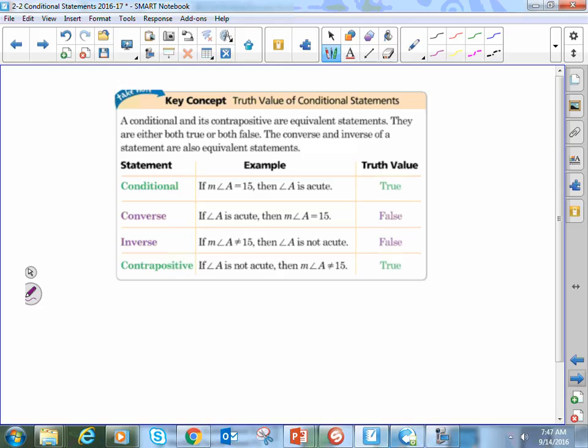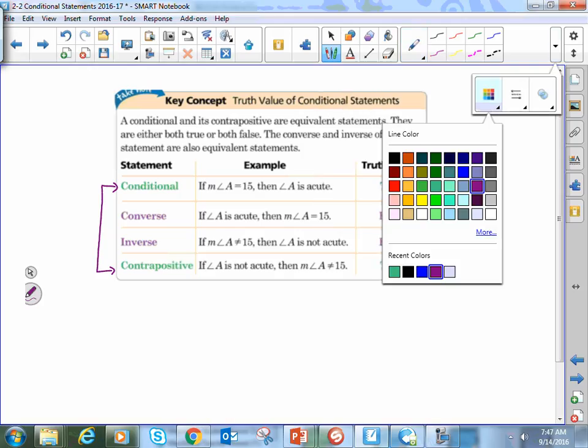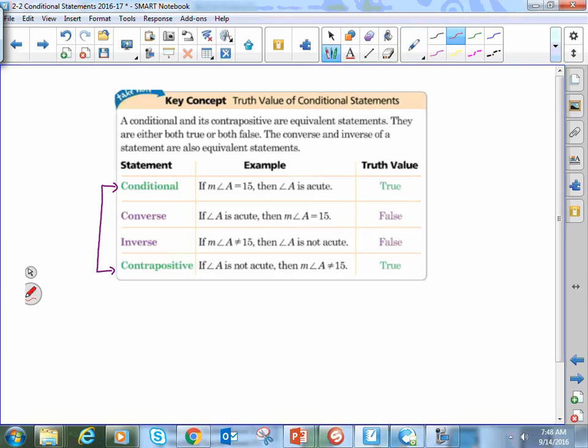Now, what this is telling you is that the conditional statement, whether it is true or false, the contrapositive has to have the same truth value. Meaning if the conditional statement is true, then the contrapositive also has to be true. Let me pick a different color here than what they have. Let's go red. If, for some reason, the conditional statement was false, then the contrapositive would also have to be false.